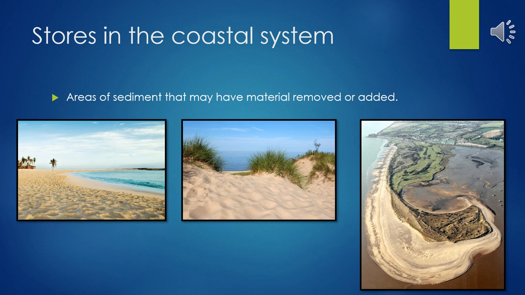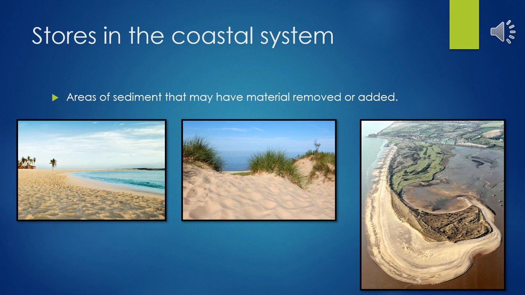In the middle, you've got a lovely picture of a sand dune. And again, sand dunes are very fragile. The material can be added really easily, but it can also be removed if there's a big storm. And on the right-hand side, you probably recognize that. That's Dawlish Warren, and that's an example of a spit. Again, spits are large areas of sand that's been deposited, and material can either be removed or added from this. So beach, a sand dune, and a spit, bar or tombolo are the main forms of stores in the coastal system.